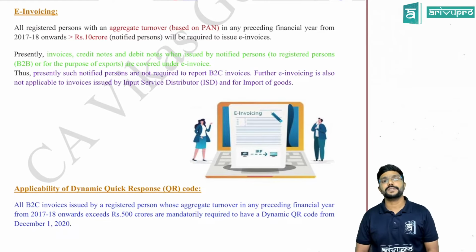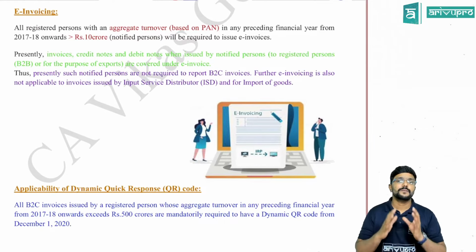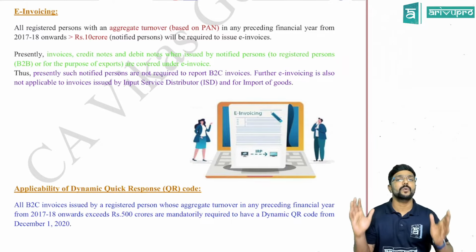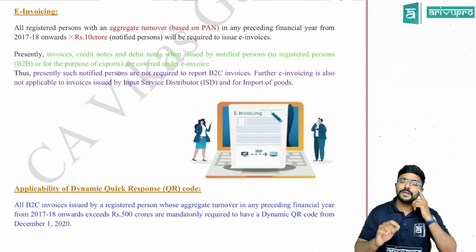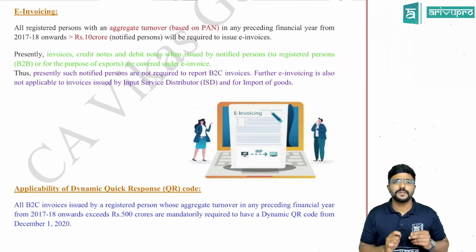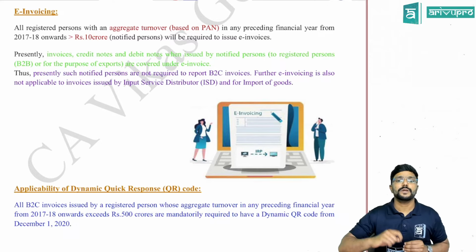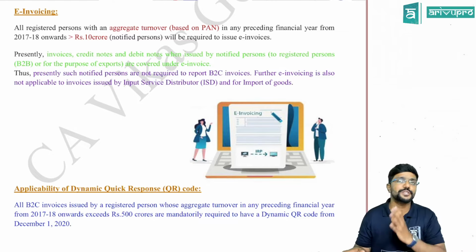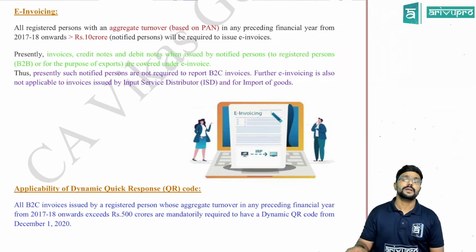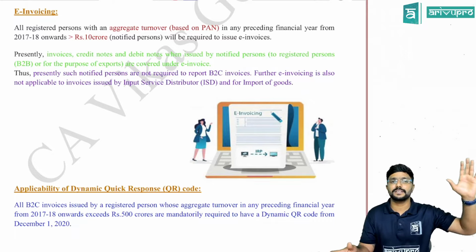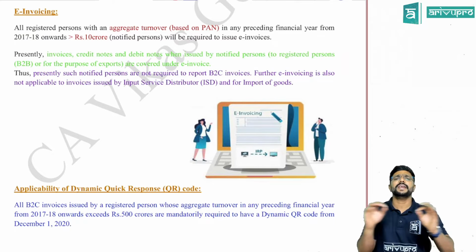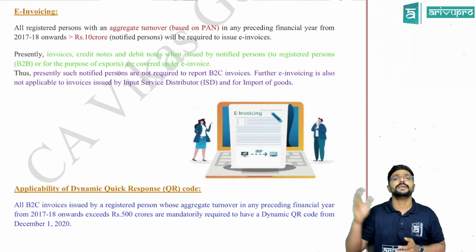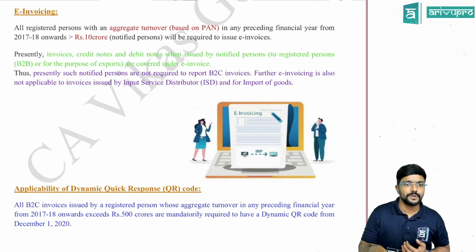Then coming to invoicing. Invoicing means where the supplier is supposed to issue the invoice to the recipient electronically only. When is it? Whenever the aggregate turnover in any year of the supplier is more than 10 crore. With respect to B2B supply, that is business to business, the supplier has to issue the invoice in electronic form. And in any year, from 17-18, that is the year in which GST was implemented, if the aggregate turnover is more than 10 crore, the supplier has to issue invoice in case of B2B supplies.